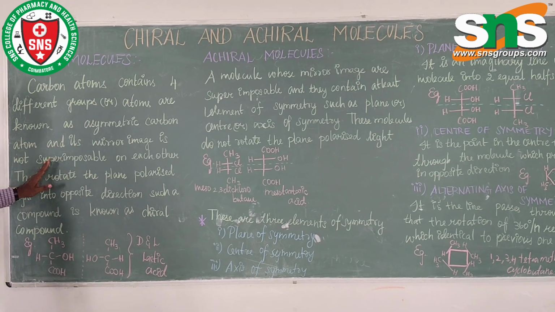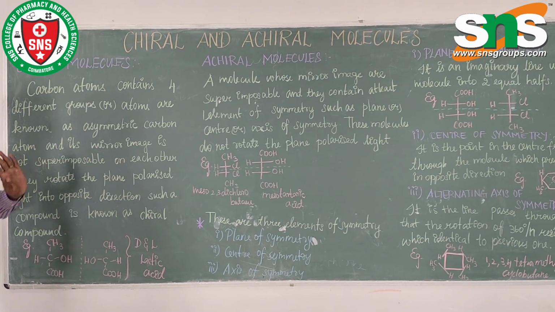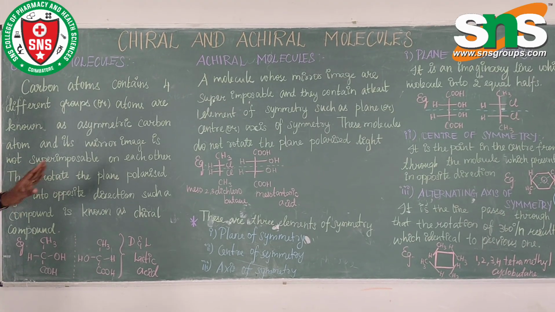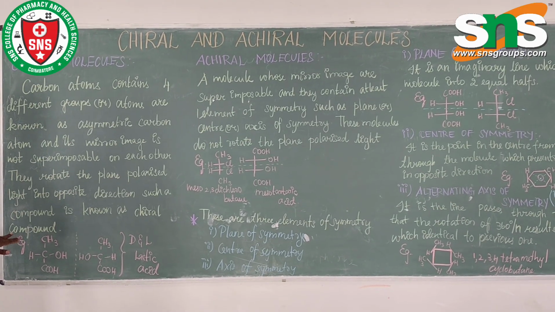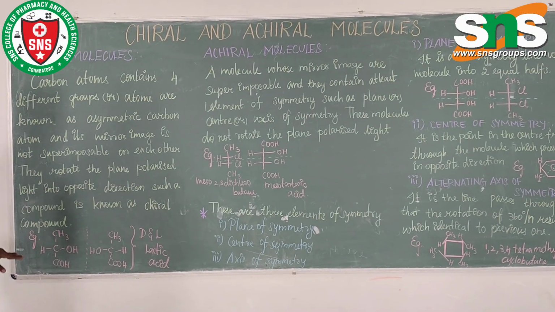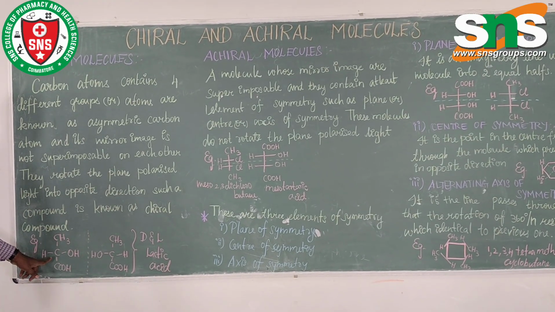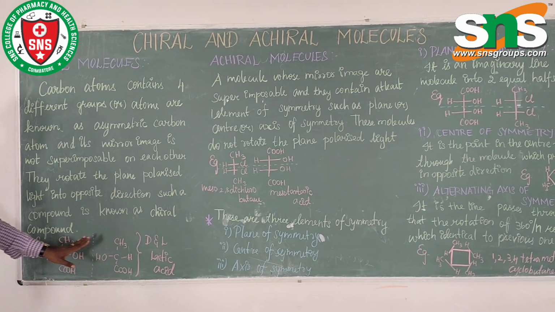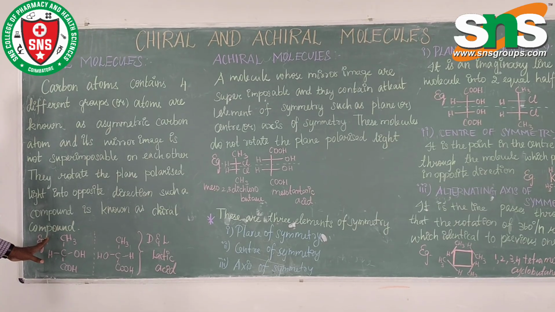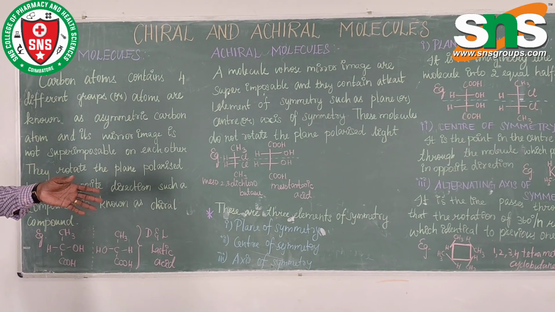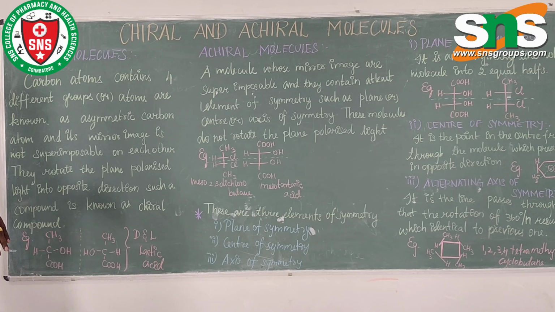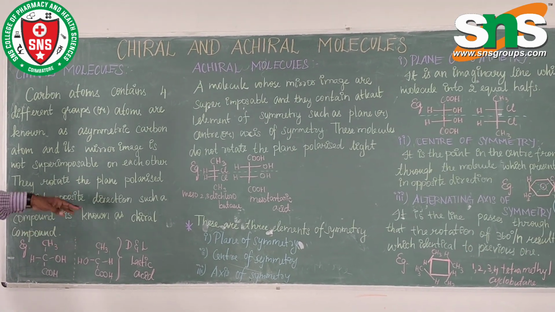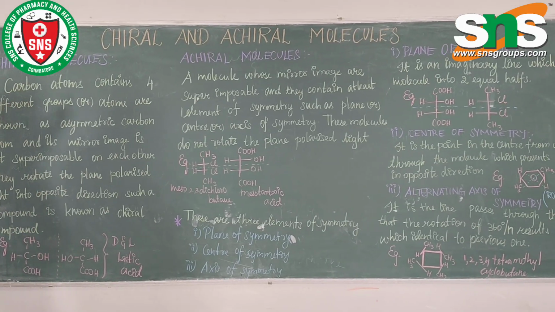And its mirror images are not superimposable on each other, and they rotate the plane polarized light in the opposite direction. They are known as chiral molecules. Here we have taken an example: D lactic acid and L lactic acid. These two mirror images are not superimposable. D lactic acid rotates the plane polarized light in the clockwise direction, whereas L lactic acid rotates the plane polarized light in the anti-clockwise direction. Hence it is a chiral molecule.